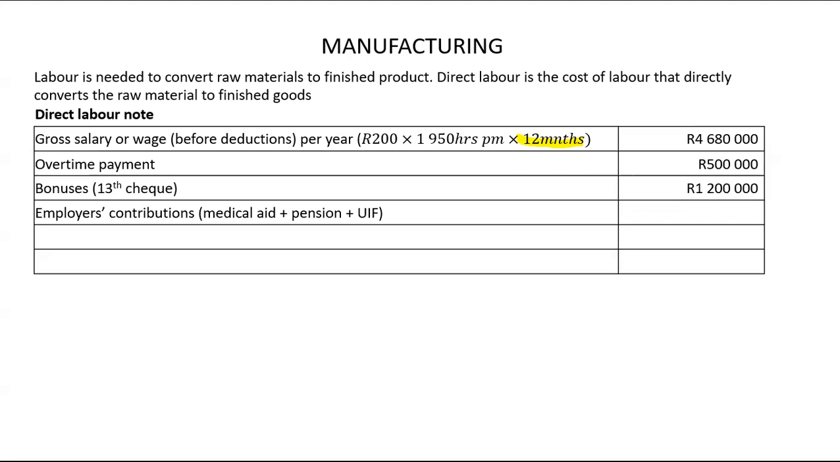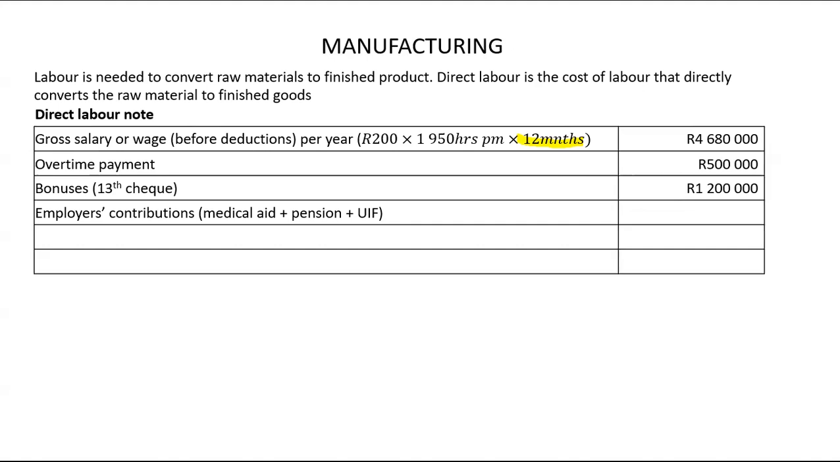People normally confuse deductions with contributions. Deductions are paid by the employee. They're deducted from the employee's salary. Here we want the cost to the company. So the cost to the company is what is paid to the employee before those contributions, or whatever the employee is contributing to medical aid, was deducted. We want the original cost.